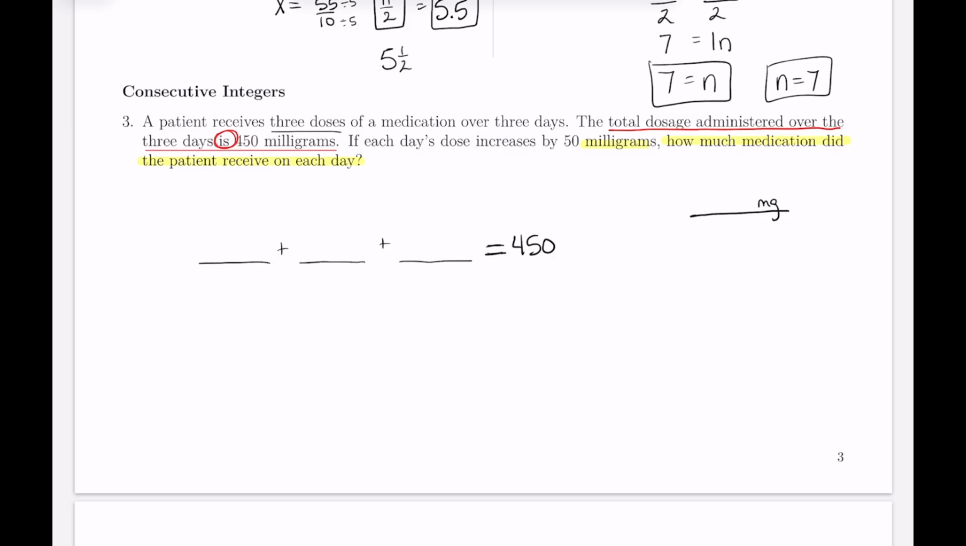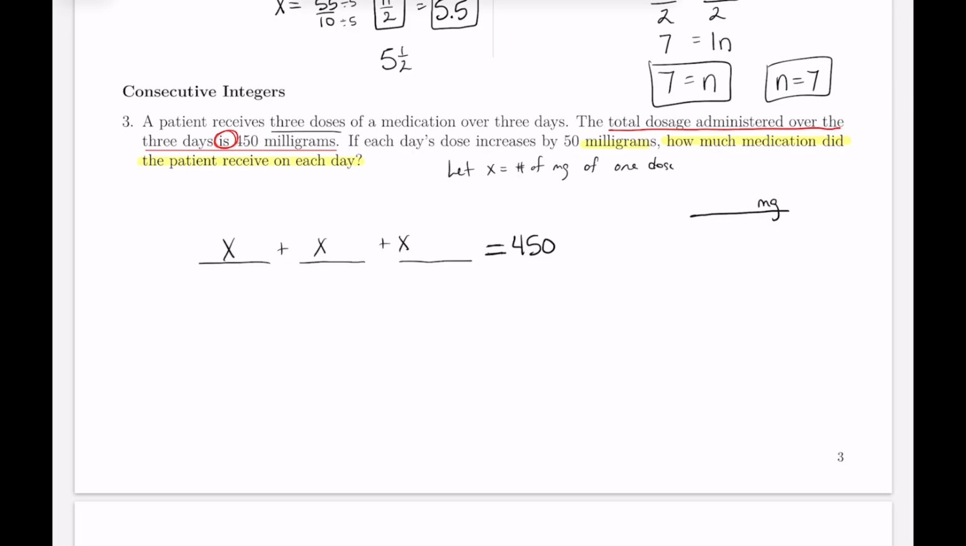Okay. It says each day's dose increases by 50 milligrams. Ooh, this is tricky. See, if it was the same dose, what I might say is something like this. I'd probably say let X equal the number of milligrams of one dose. Okay. And then what I would do is I would just say like, well, this is probably just X plus X plus X.